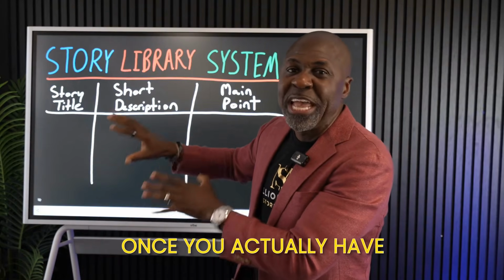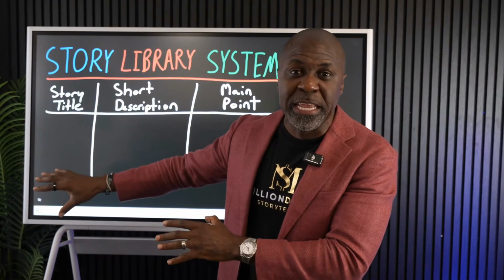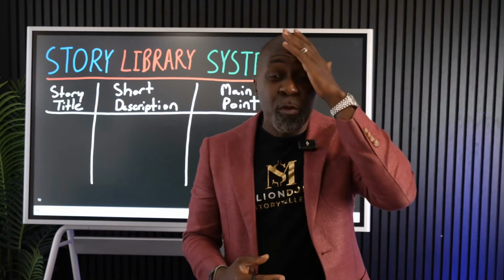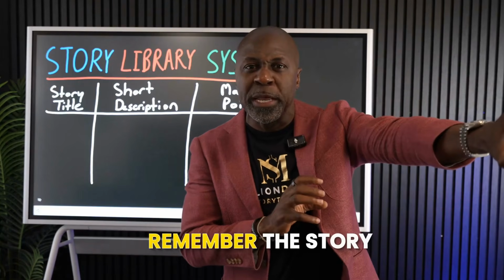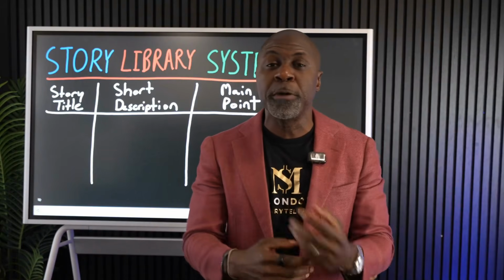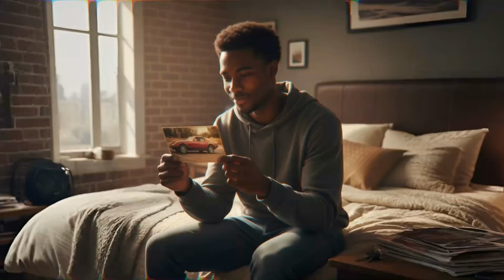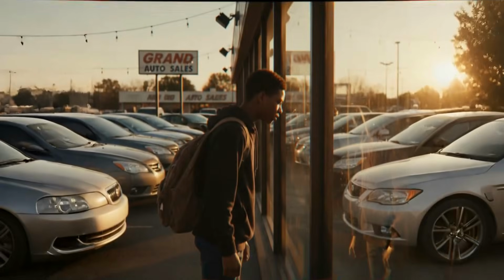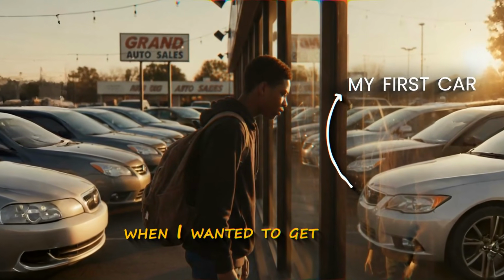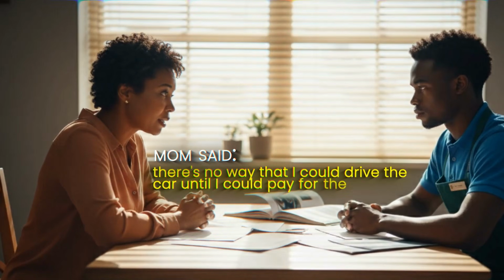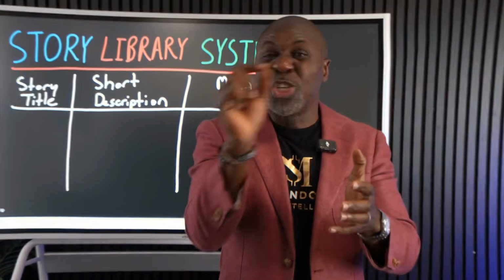Now, once you actually have the story title, the next thing that we need is some type of short description, right? Because the last thing you want is to remember the story title and not really recall what the story was about. So we've got to come up with a short description. So let's go back to my example. When I think about my story about my first car, the short description I have is, you know what? When I wanted to get my first car, I got a job at the local grocery store because my mom said there's no way that I could drive the car until I could pay for the insurance myself. So these are just little points that I put.